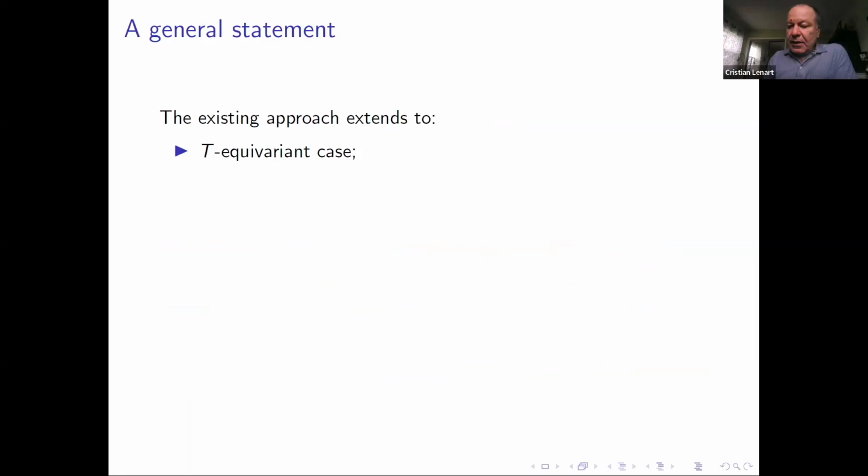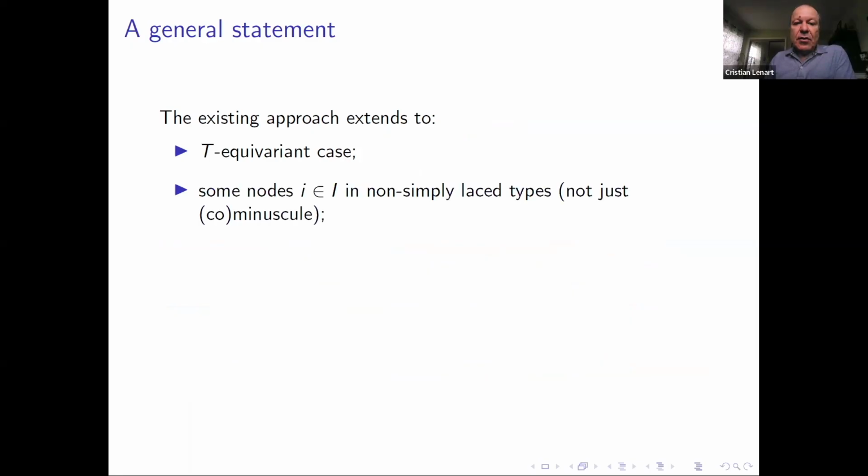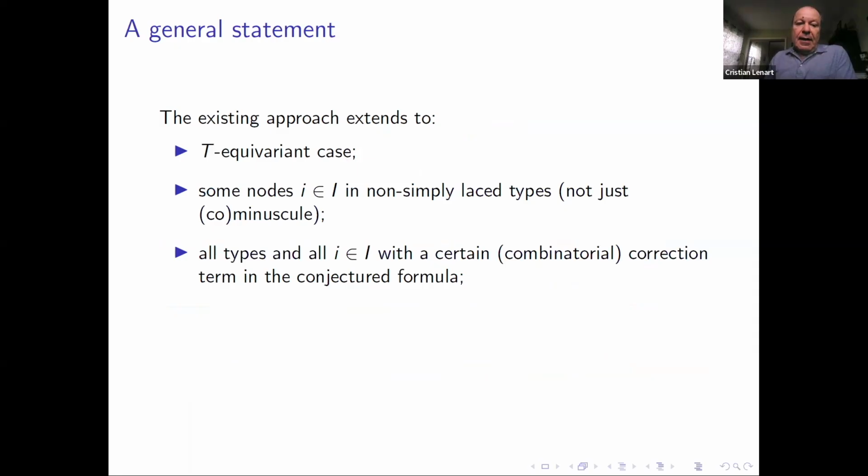And then this approach extends to the T-equivariant case. It extends to some nodes in the non-simply laced types, not just the cominuscule ones. And it actually extends to all types and all nodes, but then you need a certain combinatorial correction term in the conjectured formula. So the formula is not true in full generality for all nodes, but we can control the correction.